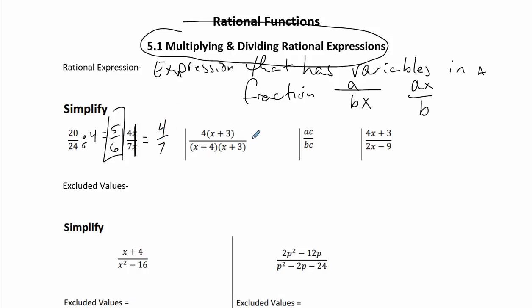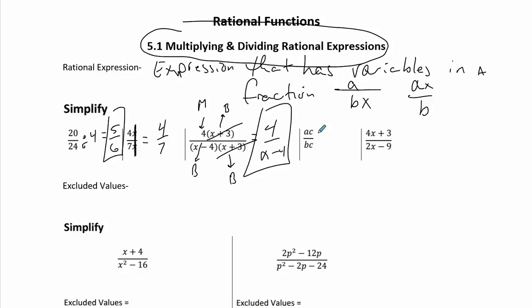Now in this instance, we'll notice that we have what we call a monomial here. We have a binomial here, and a binomial here. In order to cancel, I need the exact same thing in top and bottom. If I look, what's the exact same thing? X plus 3, x plus 3. They're the exact same thing. They have to be the same thing. So therefore, what's left? 4 over x minus 4, and that's your answer for that one.